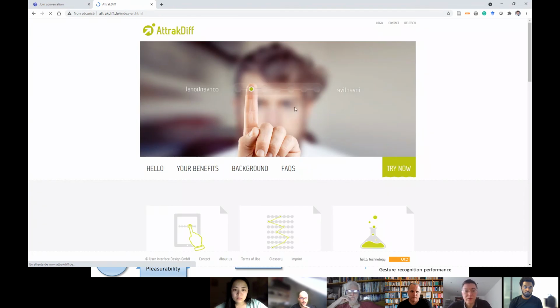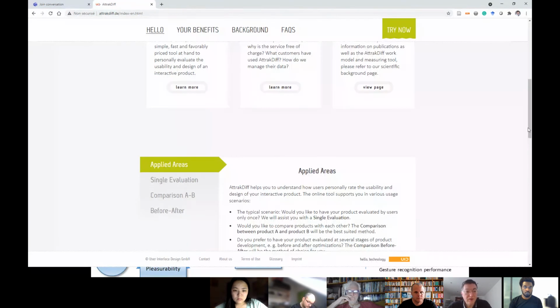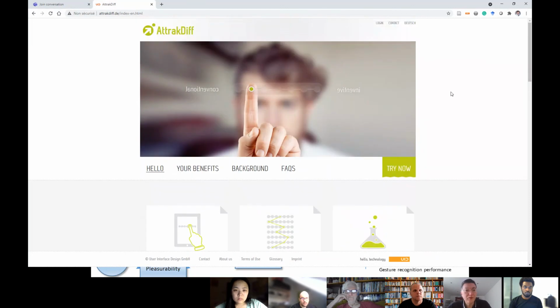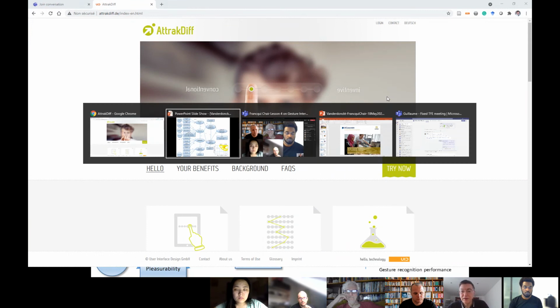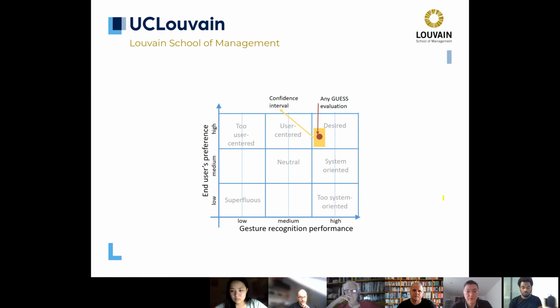So if you want to try, you can see it's not just in German, but it's also now in several other languages. But it's like that. So this is based on user experience. So attractive is an interesting scale for that. But what we want to do is to come up with something similar, but for gesture.